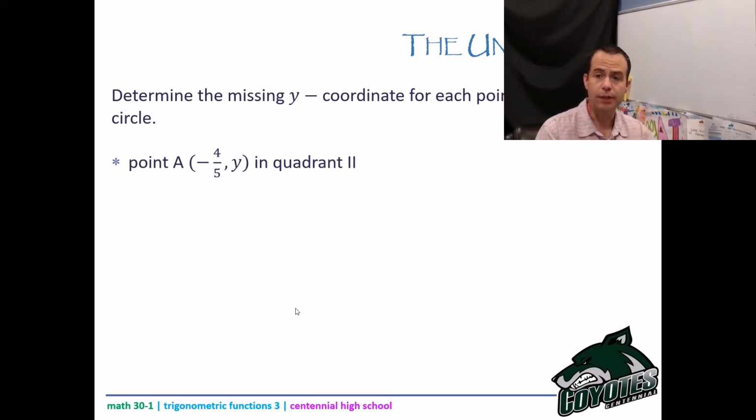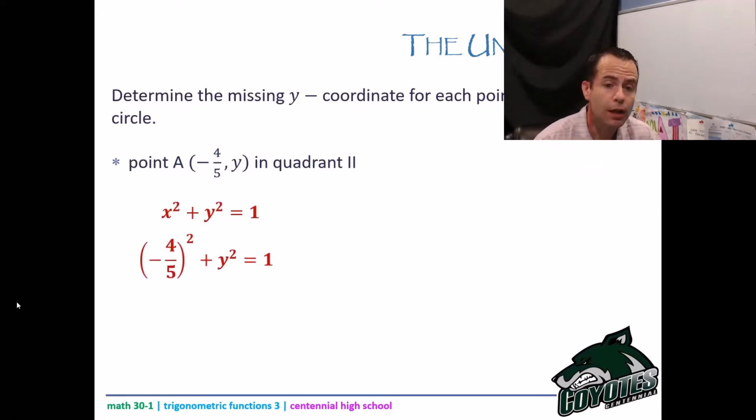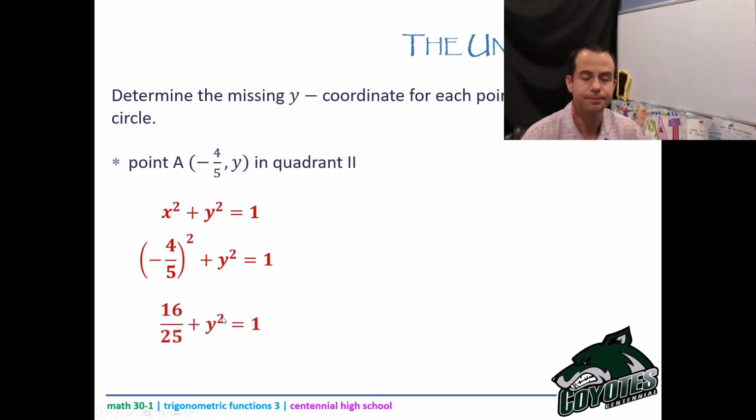What we're going to do is plug in -4/5 into my unit circle equation. So x squared plus y squared equals 1. So I've got (-4/5) squared plus y squared equals 1. Well, I have to square -4/5. When I square a fraction, I just square the top, square the bottom. Negative squared is going to be positive, so that's going to be 16/25. Easy peasy. I don't need a calculator, just tell me 16/25.